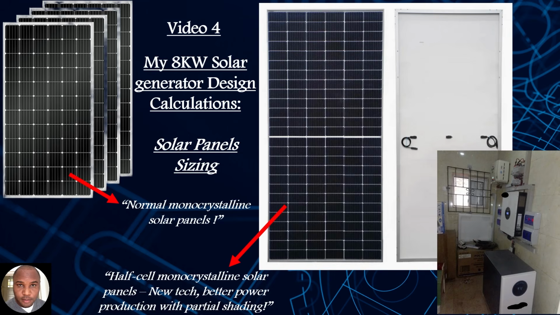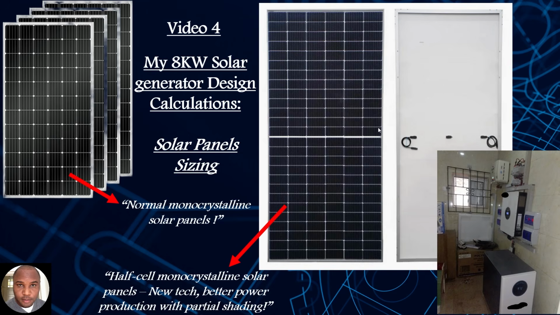We have the normal monocrystalline solar panels, and one way of differentiating it is if you look at the face of the panel, there's no demarcating line in between. The other type of panel, which is the newest technology and more energy dense, producing higher power, is the half cell monocrystalline PV panel. One way to recognize it is that you will have this clear demarcating line in between.